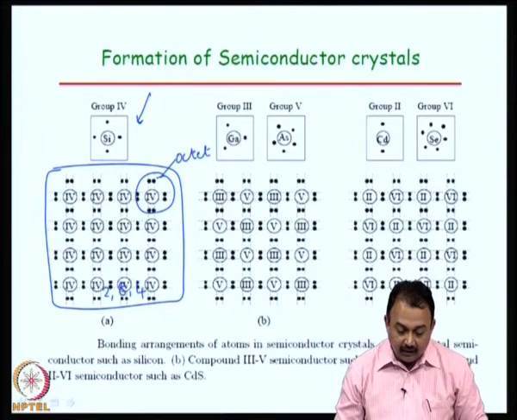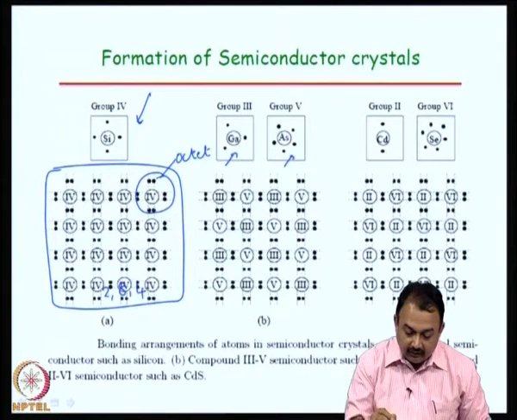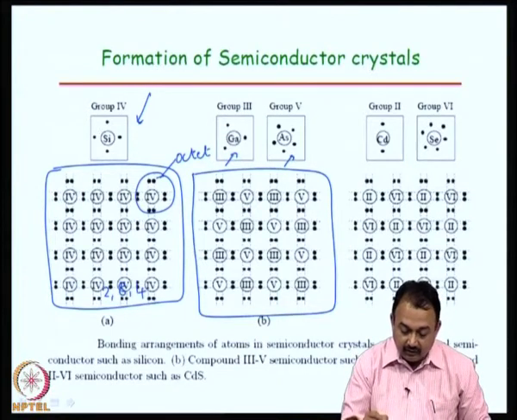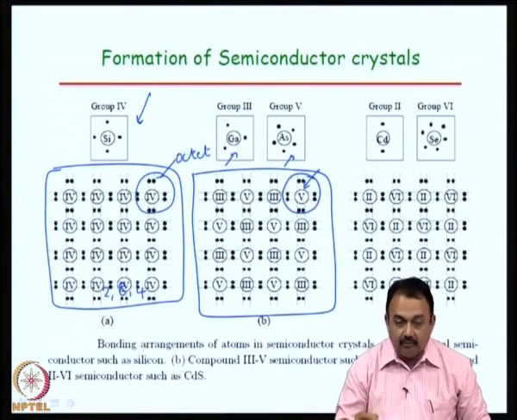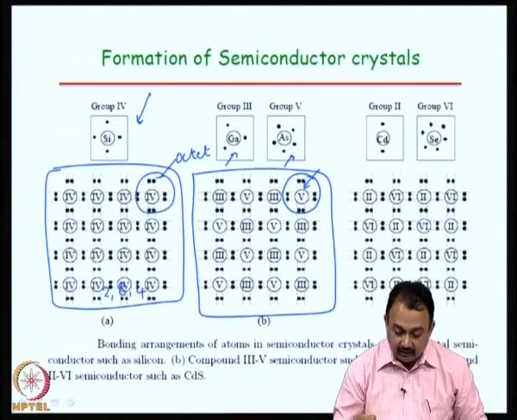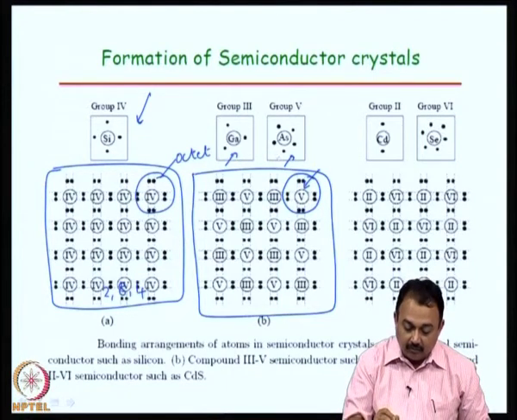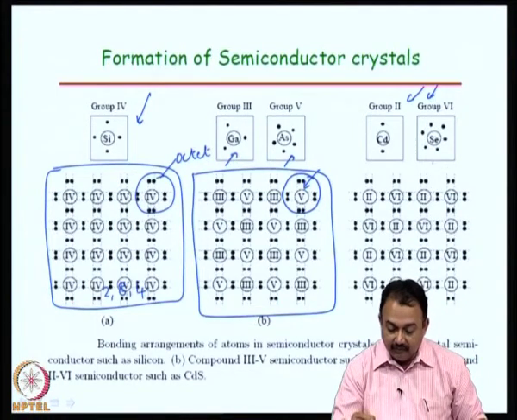Now, if you look at group 3 and group 5, for example, gallium and arsenic, this has 3 electrons in the outer shell and this has 5. So, this is a very good instance of an octet formation for a covalent bond by sharing. You can see the order of 3, 5, 3, 5 here, and therefore the octet completion takes place by 8 electron sharing. This is how group 3, group 5 semiconductors are formed, compound semiconductors, and group 2 and group 6, cadmium selenide.